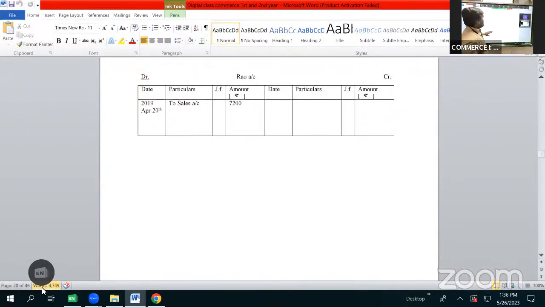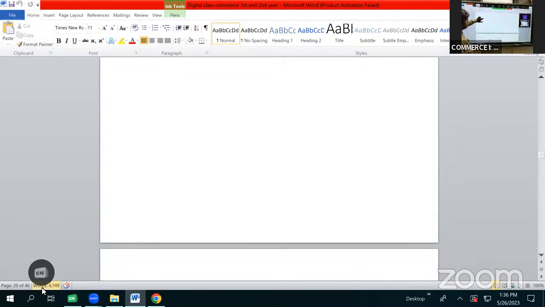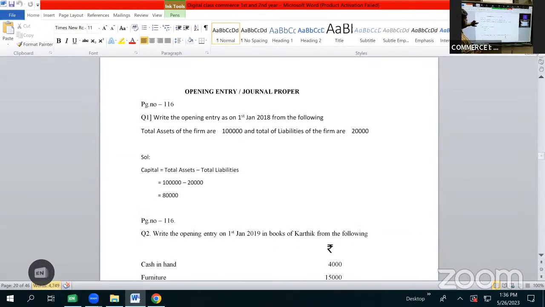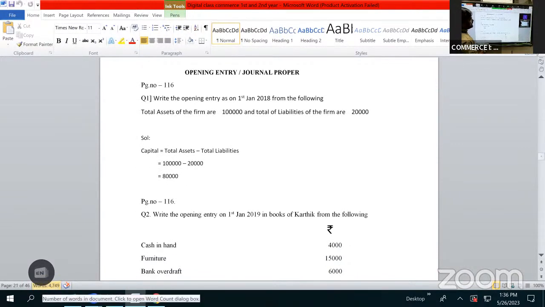Next, the weightage for this topic was 5 marks. So we have solved all the problems of the Telangana State Board of Intermediate Education, TSBIE textbook. Now we will start the first topic, journal proper or opening entry, the weightage for which is 2 marks. So the topic subsidiary books was for 5 marks, 1 compulsory problem from subsidiary books, and 1 problem of 2 marks compulsory from the topic opening entry or journal proper.